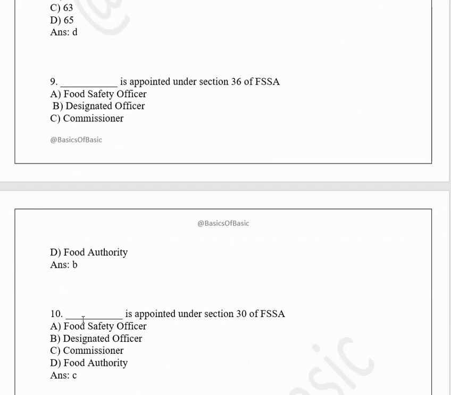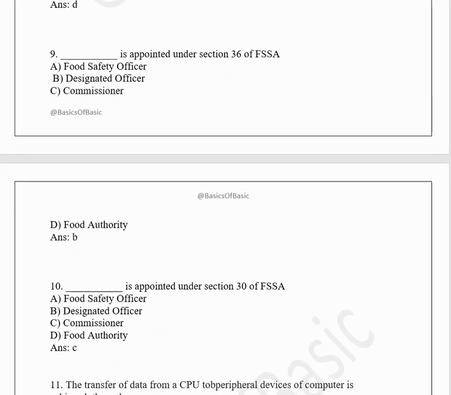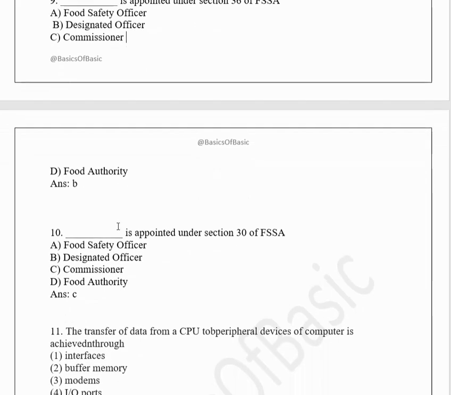And as a continuation to this, I am giving you one more section, that is section 30. So 36 is for designated officer, whereas 30 is for commissioner. Okay, so already you got two answers here, commissioner and designated officer. So search for food safety officer, and it's more than enough. If you search for food safety officer, then all your task will be done. Okay, so these were the 10 questions with respect to FSSI organization, guys. Now let us start the 10 questions with respect to computer.